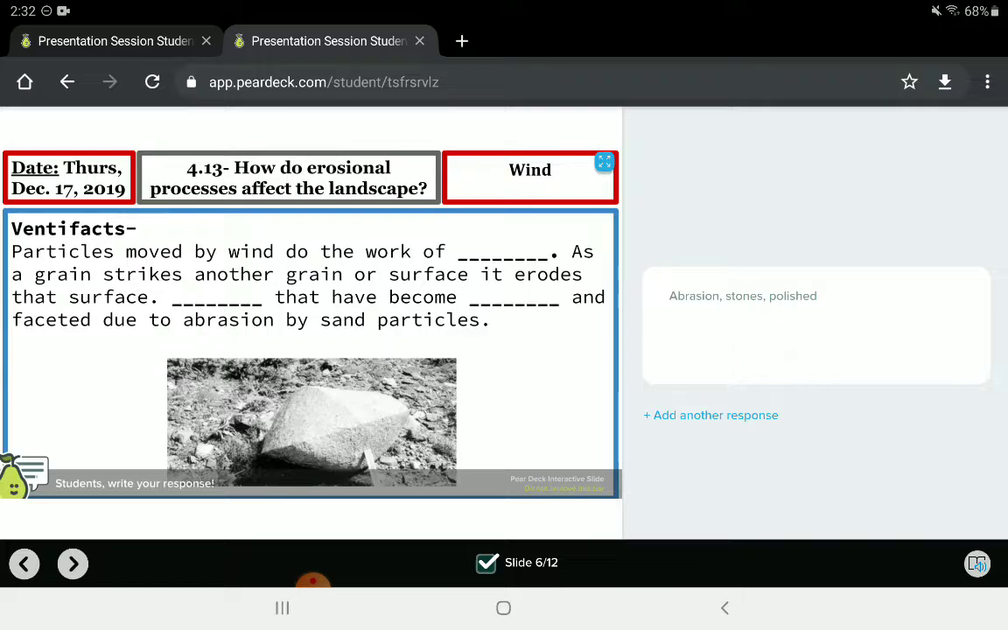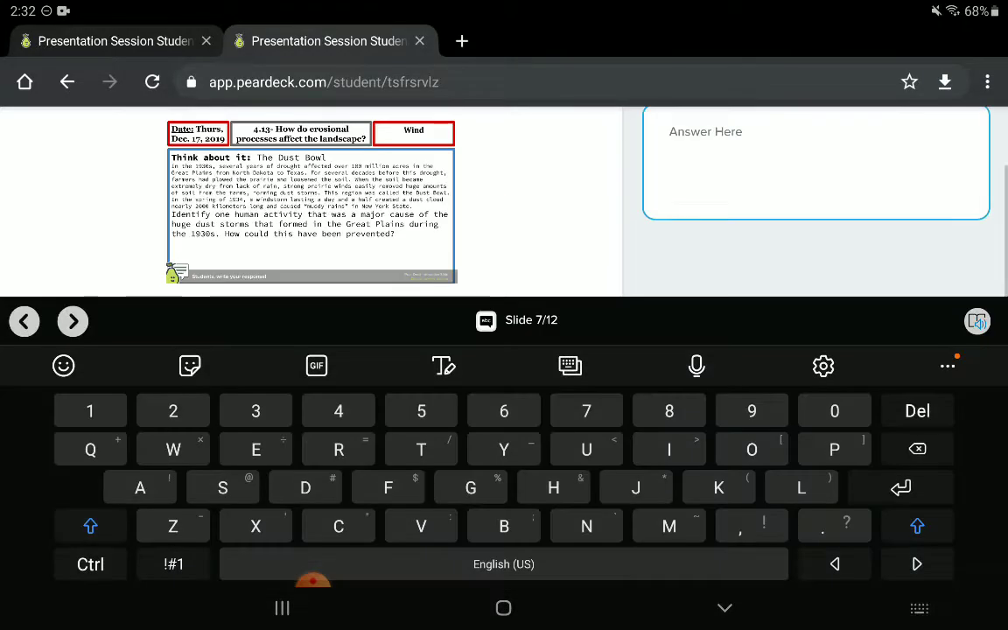Particles moved by wind do a lot of the work of abrasion. As a grain strikes another grain surface, it erodes that surface. Stones that have become polished and faceted due to abrasion by sand particles. Those are what ventifacts are.